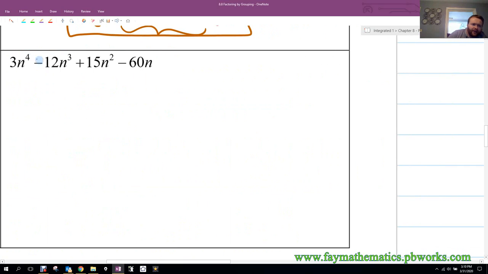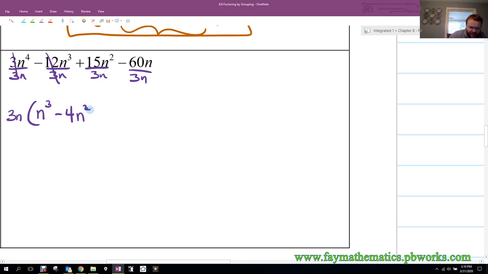Next one. Okay, they all divide by 3. All those numbers are divisible by 3. And they all have an n in them. So there's a GCF that can factor out. So I'll factor that out and see what's left over. So 3 is going to cancel out. N to the fourth divided by n is n cubed. Those are going to cancel, leaving me minus 4. N cubed over n is n squared.